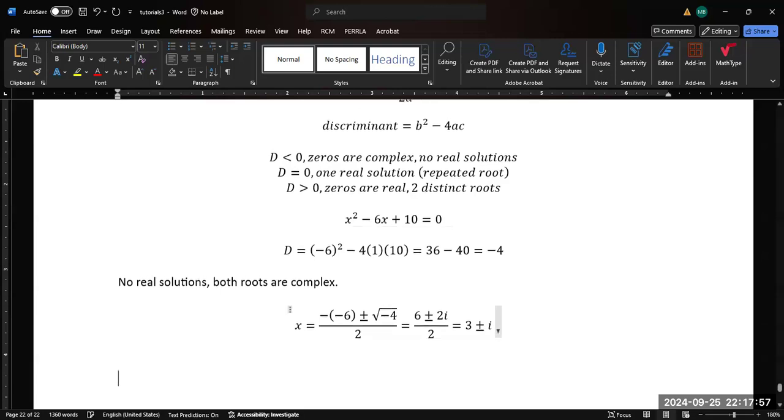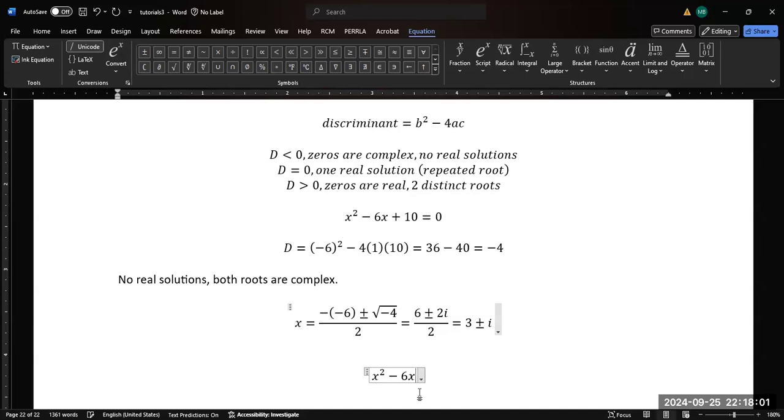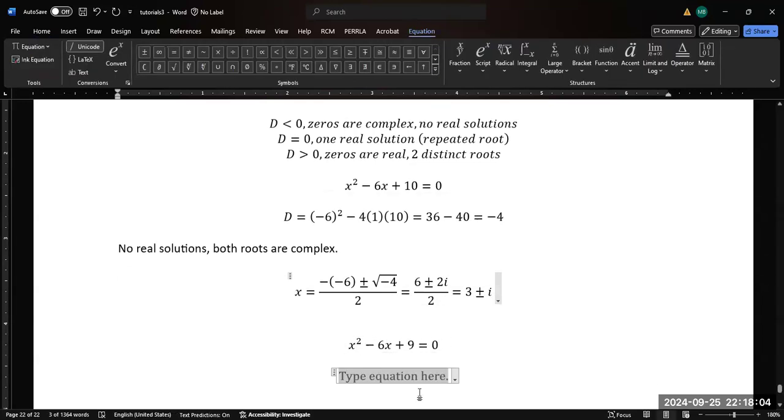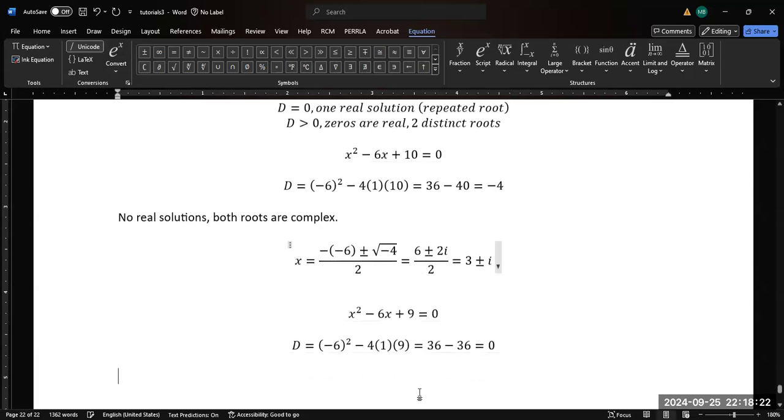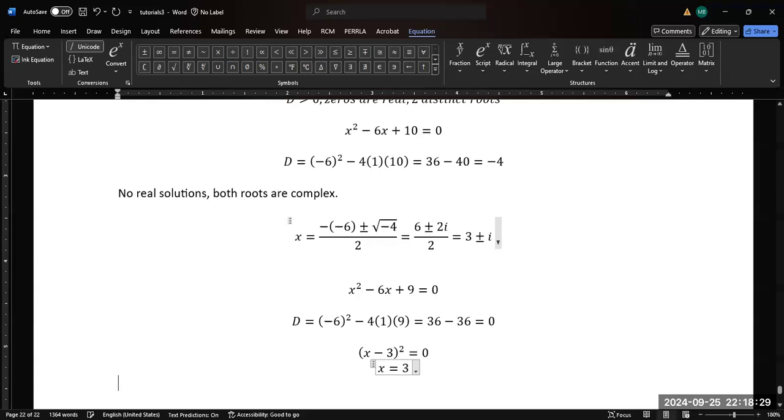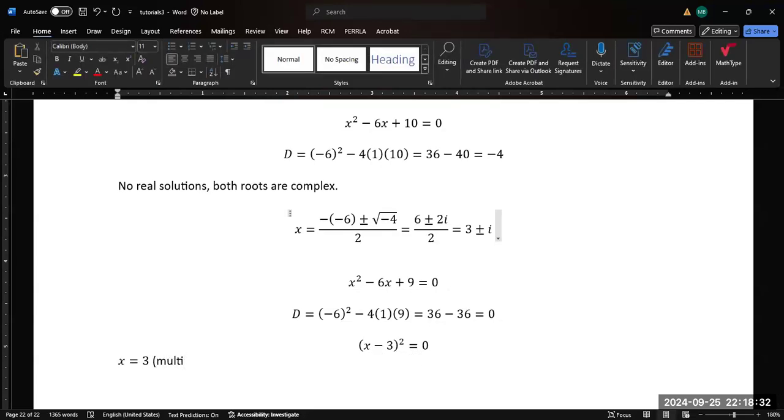Now, if we were to modify this equation slightly, minus 6x plus 9, then when we calculated the discriminant, we would get negative 6 quantity squared, minus 4 times 1 times 9, which would give us 36 minus 36, which would be 0. And this factors as x minus 3 quantity squared. And so x is equal to 3, and it has multiplicity 2. So it's a repeated root. The graph is going to come down to the x-axis and touch it, and then not pass through it. It's going to bounce off and stay, in this case, positive.